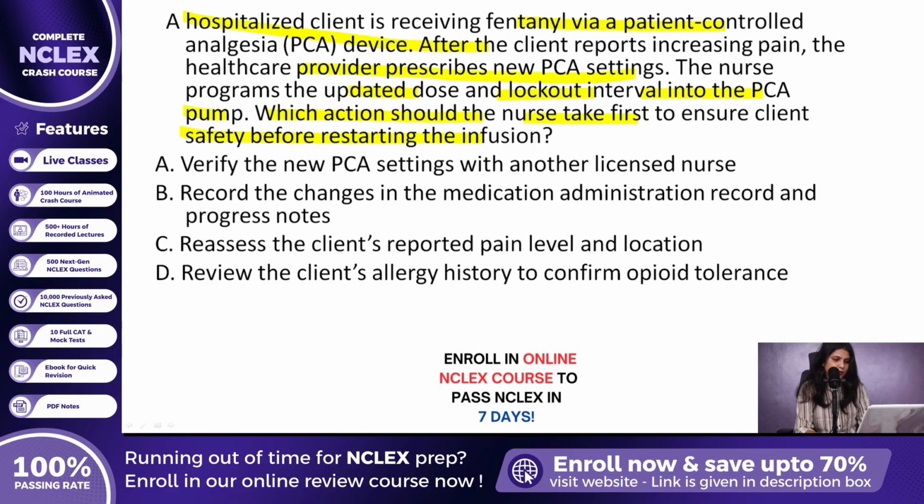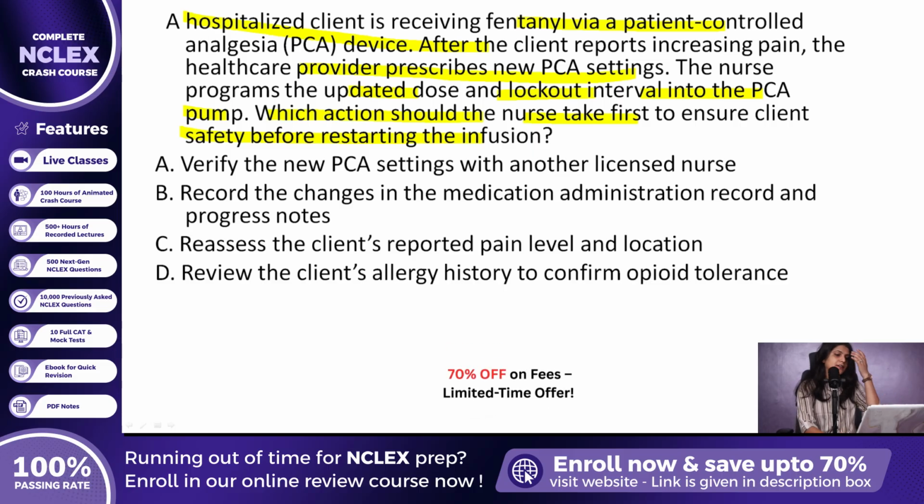Let us examine each of the options to determine which one should be performed first. Here are your choices. Option A, verify the new patient-controlled analgesia settings with another licensed nurse. Option B, record the changes in the medication administration record and progress notes. Option C, reassess the client's reported pain level and location. Option D, review the client's allergy history to confirm opioid tolerance.